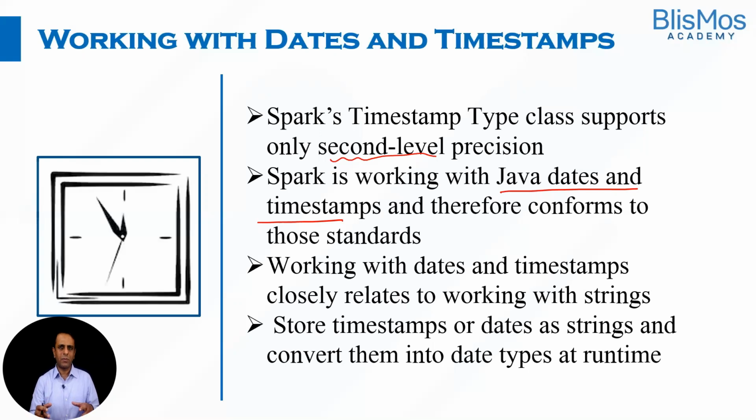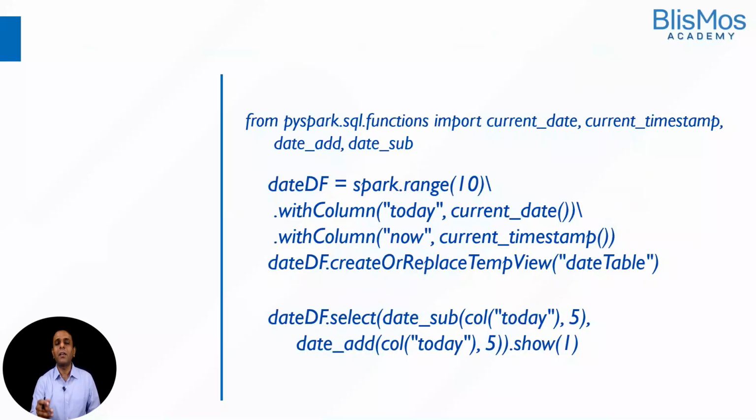Most of the time, as I explained in my Hive class, in the big data world we store dates and timestamps as strings, because it is easy to store, easy to process, and easy to retrieve the data. That is the reason, even though date and timestamp types are there, we store them as strings. Then whenever we want to use them, we convert them into date types at runtime.